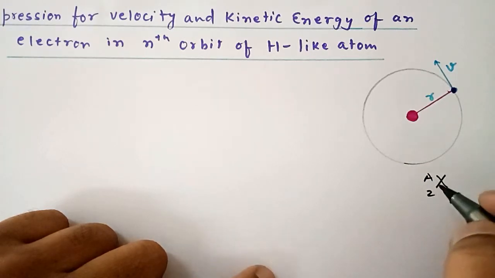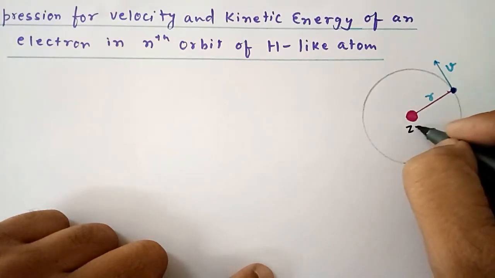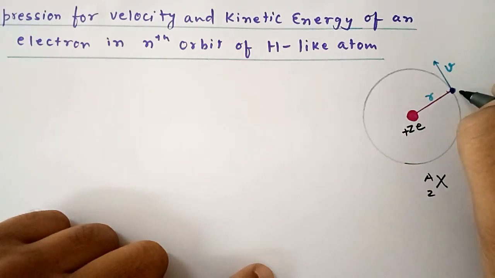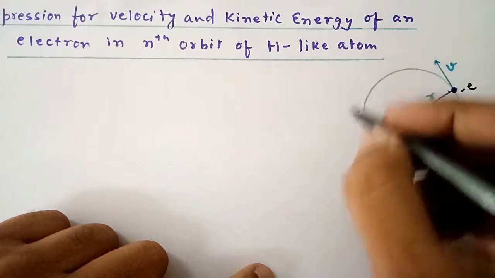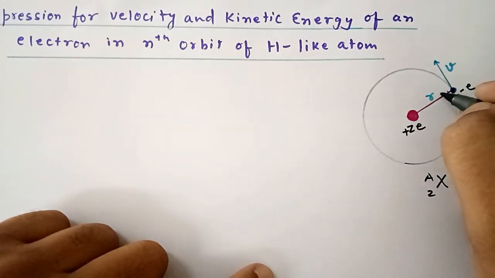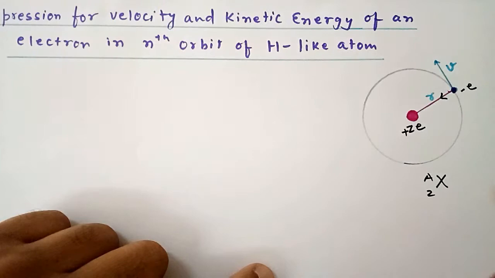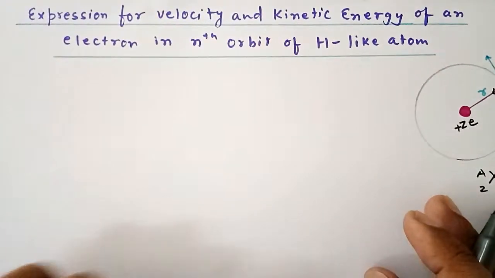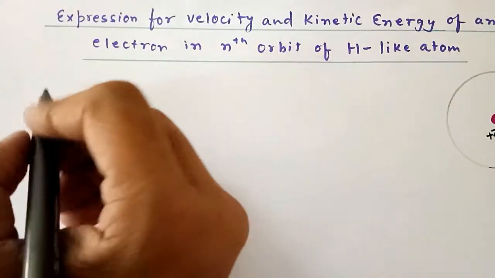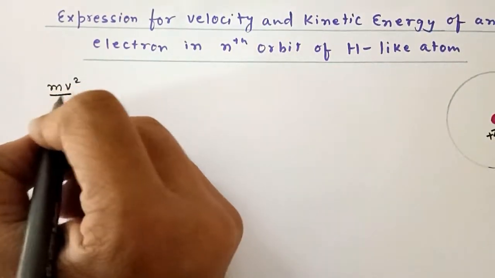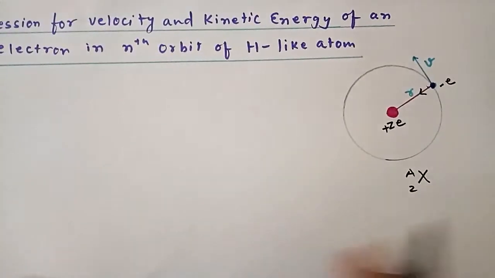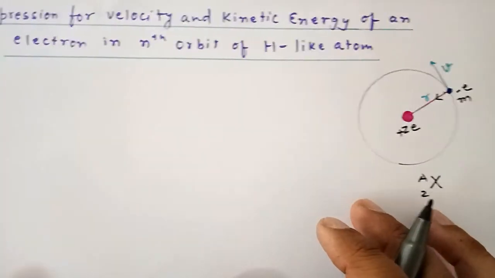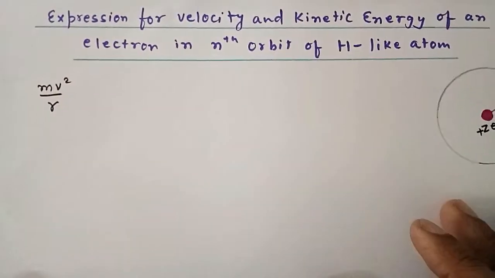So Z is the number of protons, which makes the charge of the nucleus plus Ze. Here is an electron having charge minus e, and since the electron is performing circular motion, it is experiencing a radially inward centripetal force, which is given by the expression mv square by r. Now this m is the mass of the object which is experiencing the centripetal force, and v is the speed of the electron, of course.